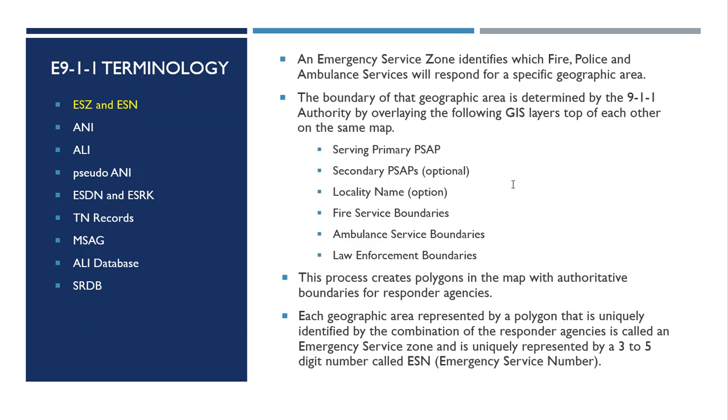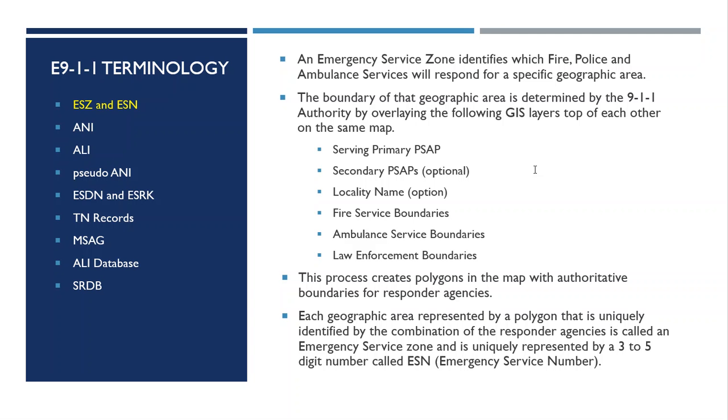So I briefly mentioned the emergency service zone. The proper definition of an ESZ or emergency service zone is that it's a geographic area that has a unique combination of the responding agencies like fire, police, and ambulance services. The boundary of a geographic area is determined by the 911 authority for that municipality or state or province by basically overlaying the following GIS layers on top of each other to create a single map.